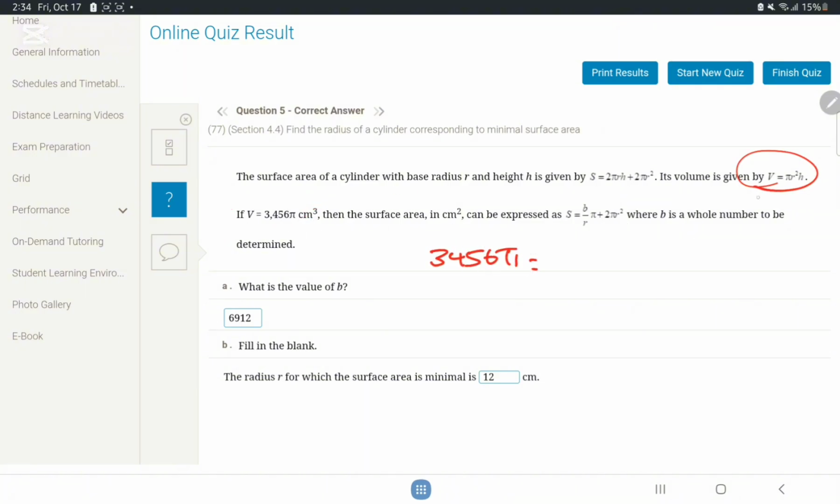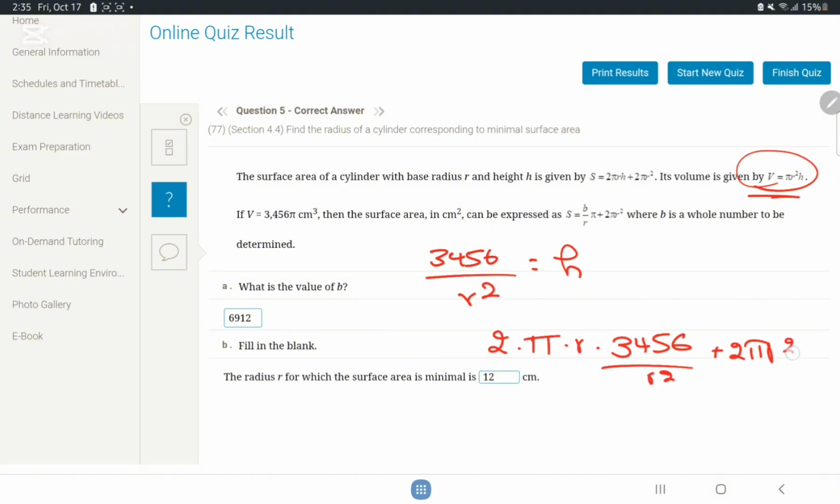So 3456 pi is equal to pi r squared h. Divide by pi r squared to isolate h, and pi will cancel out. So you'll get 3456 over r squared is equal to h. Now substitute again in the surface area rule, so 2 times pi times r, sorry, it was r squared here, multiplied by the height, which is the same as 3456 over r squared plus 2 pi r squared.